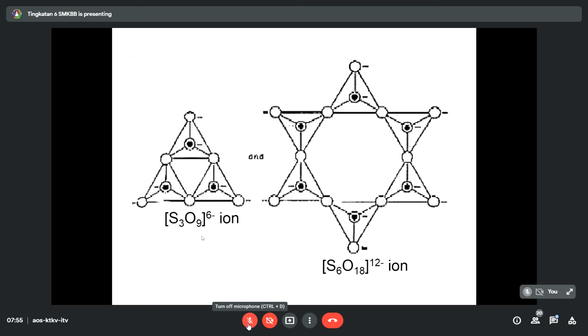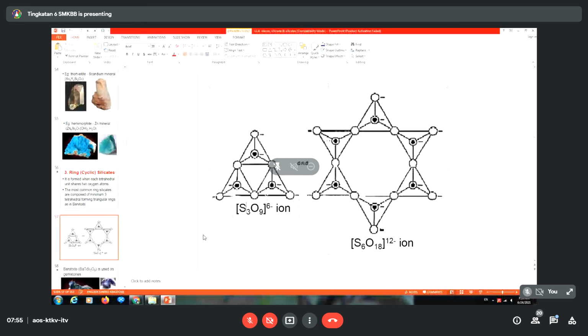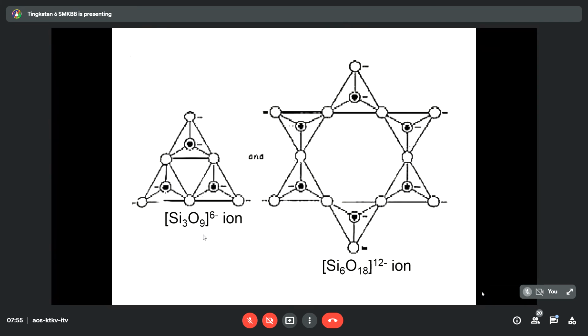I mean, they are sharing how many here? Because 1 Si is 4 oxygen, yeah. Oh, sorry, Si, not S only, Si. I missed the i just now. Si, okay. So the simplest will be at least 3, because the simplest ring is a 3.